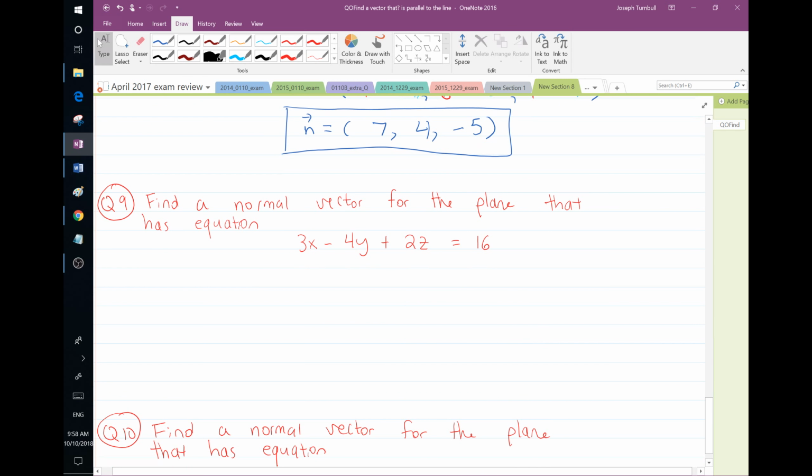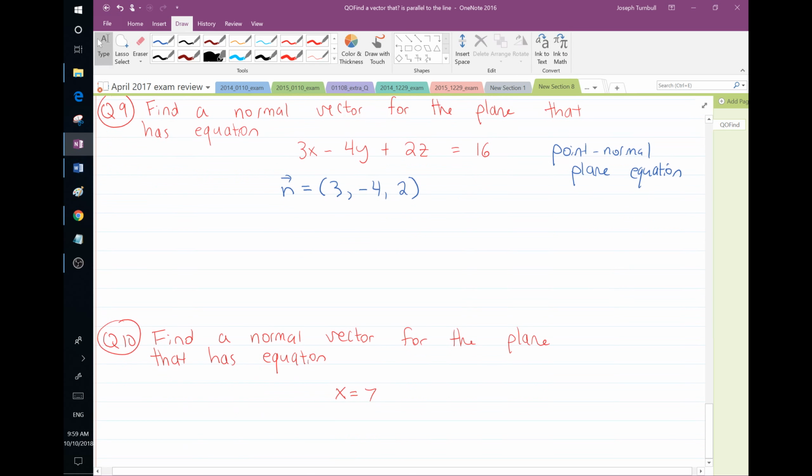Okay, and then question 9. Again, here we're asked to find a vector for an object. This time we're asked to find the normal vector for a plane, and this is fast. We can just quote what the result is. It's the coefficients in front of x, y, and z. This is in point normal form for a plane. So n is 3, negative 4, 2. That's it.